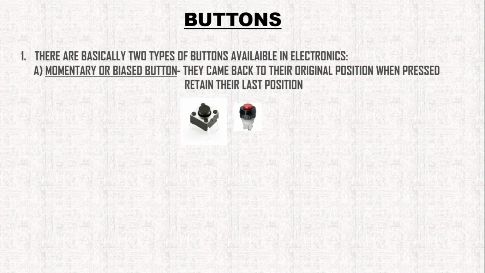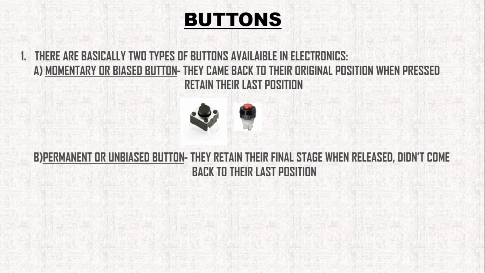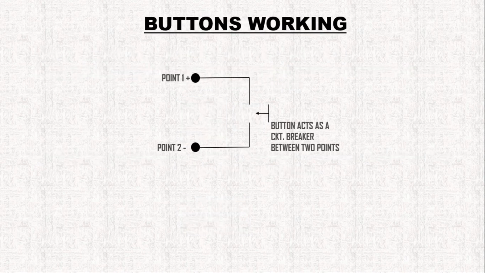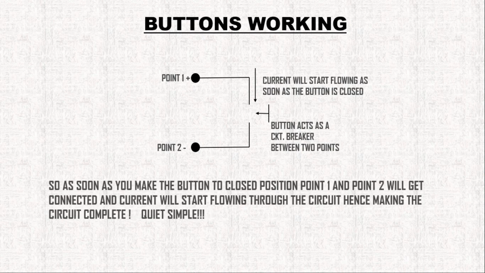Number one are momentary buttons that retain their position when the pressure is released, and second are permanent or unbiased buttons that retain the final shape after the pressure is removed. Talking about the working, as I already told you, these are circuit breakers mainly. Basically, when they are pressed, the circuit gets completed and the current will start flowing in the circuit. To see the real life implementation of these switches, we will be creating the following circuit today.